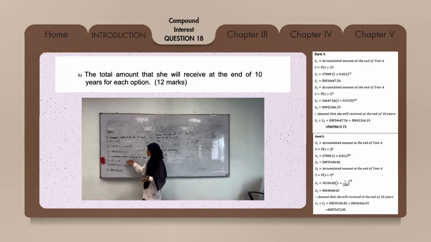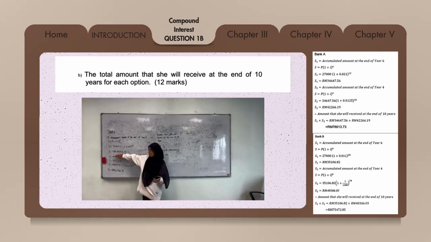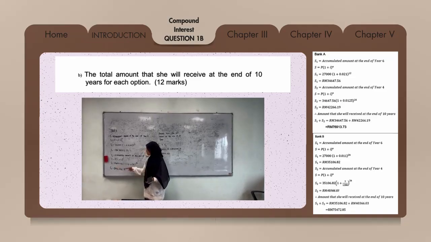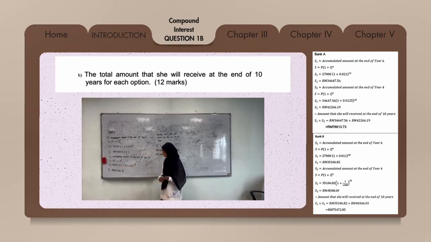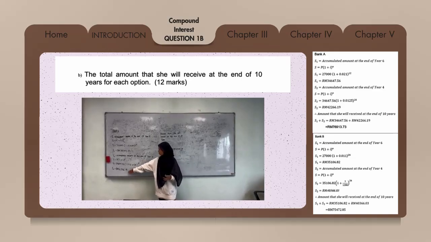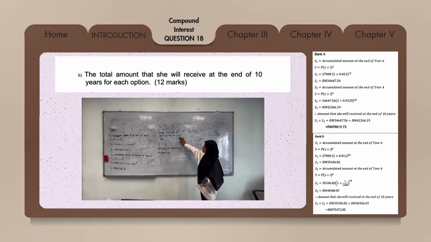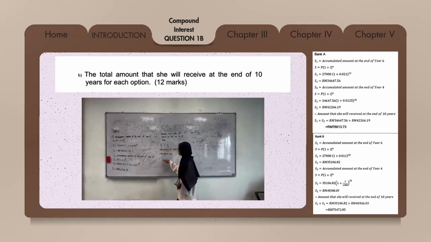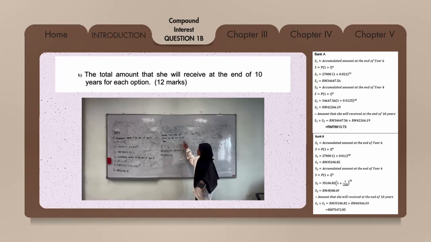year 4. We use the same formula, and this amount we take from S1. S2 equals 34,647.56 multiplied by 1 plus 0.0125 to the power 16, and we got the total. So this is the amount that she will receive at the end of 10 years. S1 plus S2, and we got the total amount she will receive after 10 years for Bank A.